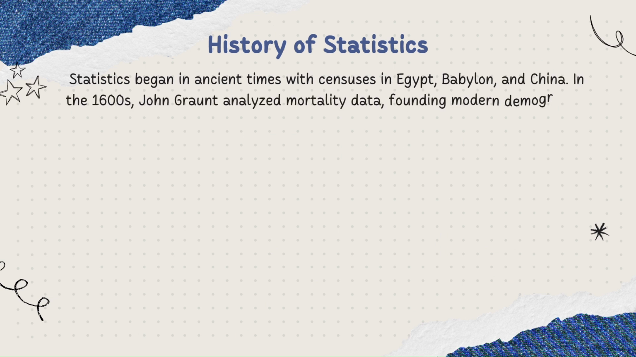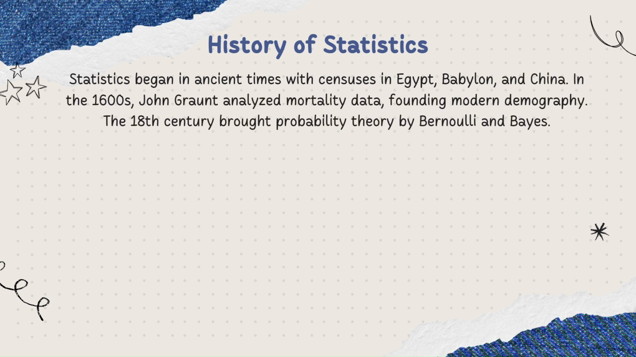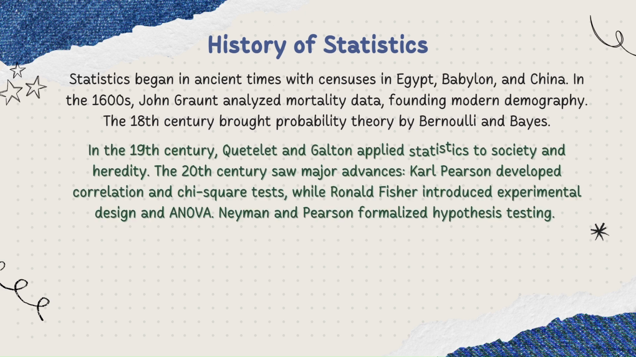In 1600 BC, statistics was evolving, and John Graunt analyzed the mortality data, which is an example we studied before, and also modern demographics, infrastructure, economics, and so on. In the 18th century, Bernoulli and Bayes brought a topic called probability, which is a very important topic in statistics that we will discuss later. In the 19th century, Quetelet and Goldberg brought applied statistics to society.